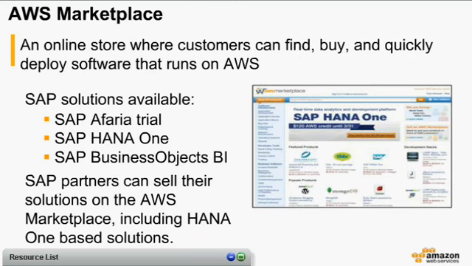I mentioned a number of offerings that are available on our AWS Marketplace. I won't spend a lot of time on this, but you can go, again, try HANA One or the Afaria trial. There's Business Objects as well out here.